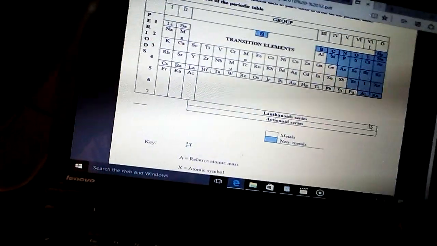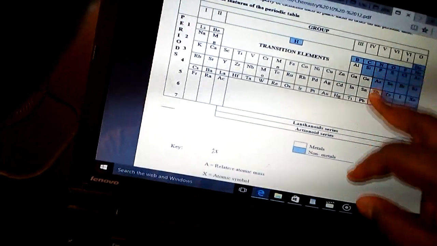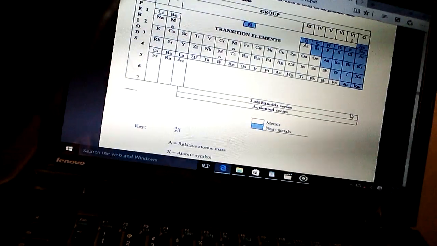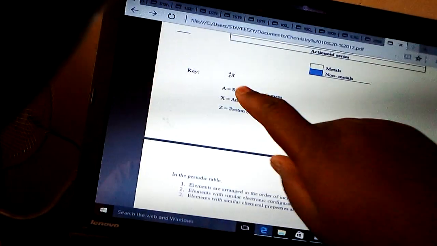So periods can go up to 7. Then groups can go up to 8: group 1, group 2, group 3, group 4, group 5, group 6, group 7, group 8. So groups can go up to 8, periods up to 7.